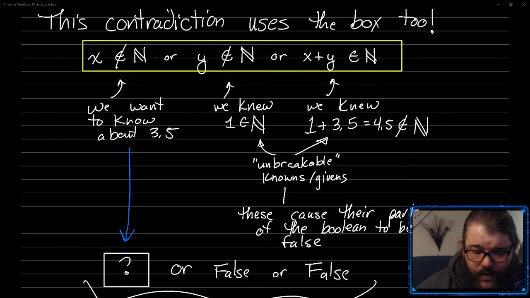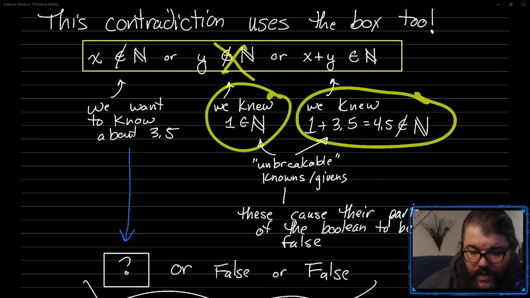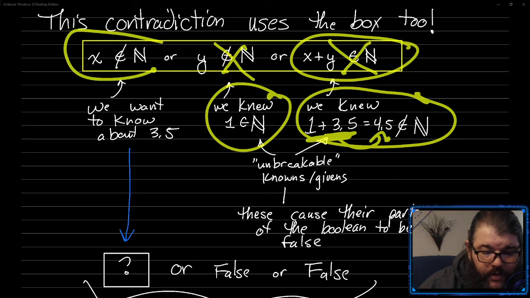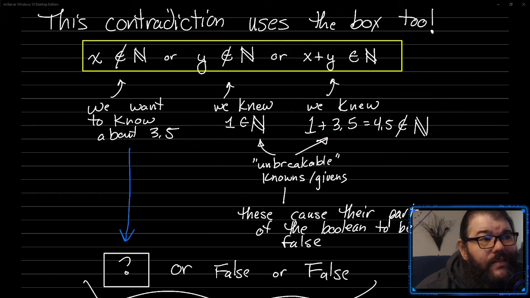Again, I'll point this out one more time. The contradiction uses the box that we were working on from last video as well. We knew that 1 is a natural number, which makes this false. We know that 4.5 is not a natural number, which, since this was closure by addition, should have led us to a natural number. So we know that this is false, which leaves us with only one conclusion, that this piece must be true, and that is the fact that 3.5 is not a natural number. Super, super cool proofs by contradiction. There's going to be a lot of those in theory of computation that lean on this sort of box and that sort of situation.